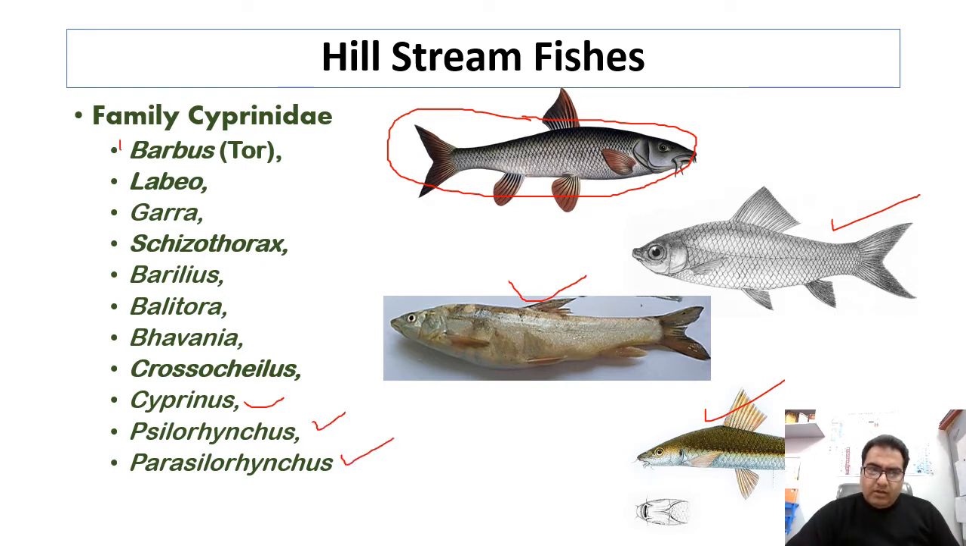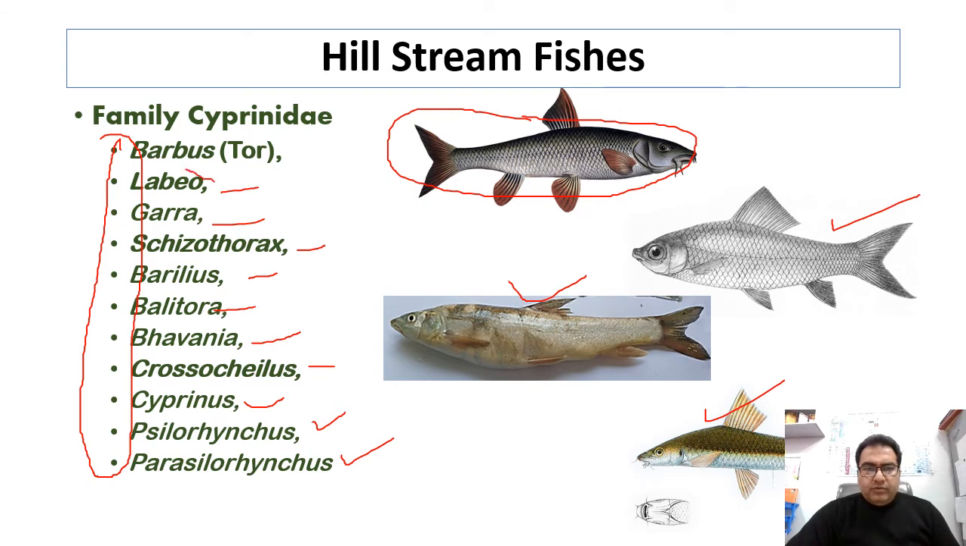So you should have knowledge about all these fishes, or you should at least know the names of these hill stream fishes. I shall repeat again: Barbus, Labeo, Garra, Schizothorax, Barilius, Balitora, Bhavania, Crossocheilus, Cyprinus, Coelorhynchus, and Paracoelorhynchus. Now, you must be amazed to know that some species of Labeo also live in the hill stream, whereas some others have adapted to live in the Potamon zone, or slow moving waters.